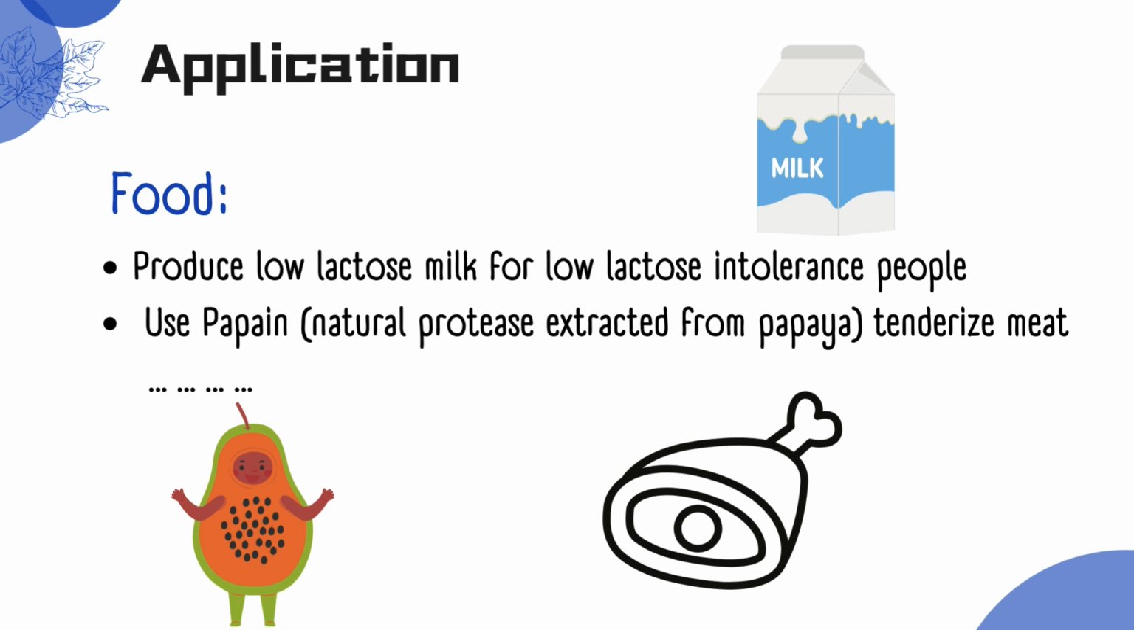So how can this experiment connect with the real world? Actually, enzymes are very commonly used in our daily life. For lactose intolerant people, lactase can be used to produce low-lactose milk, which will not cause bloating and other symptoms caused by lactose intolerance. Also, papain is a natural protease extracted from papaya, which can tenderize meat by breaking down collagen and elastin in the meat.